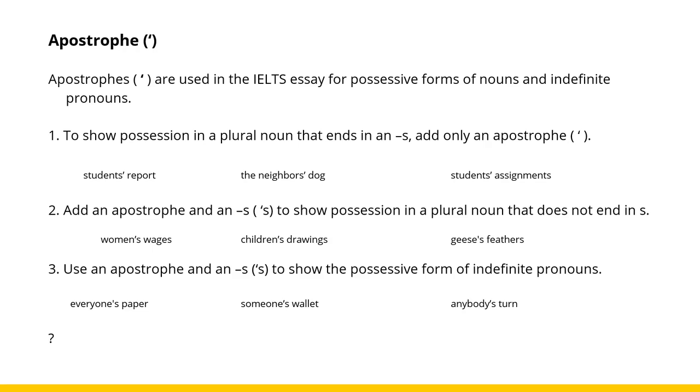And the last one is using an apostrophe to show possessive forms of indefinite pronouns. For example, we have indefinite pronouns such as everyone, someone, anybody. In this case, we can say everyone's paper, someone's wallet, and anybody's turn. So this is the third way of using this punctuation.